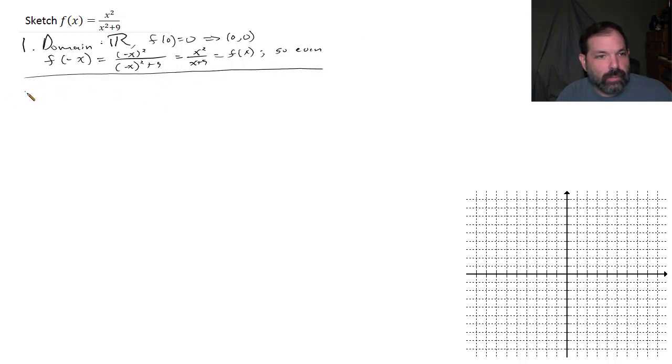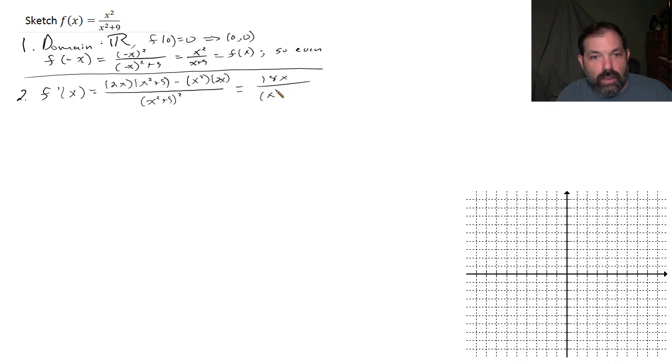All right, let's do some calculus now. Let's find the first derivative, f prime of x. That would be 2x times x squared plus 9, minus x squared times 2x, over x squared plus 9 squared. We simplify this, and this ends up being 18x over x squared plus 9 squared. The denominator can still never equal 0. The numerator can equal 0 if x equals 0, so I have a critical number at x equals 0.